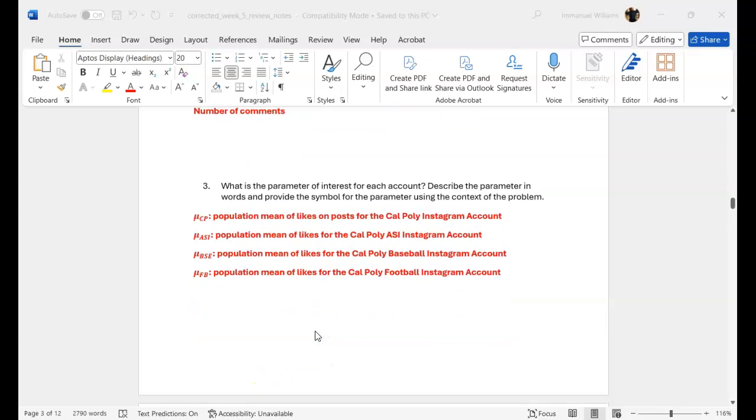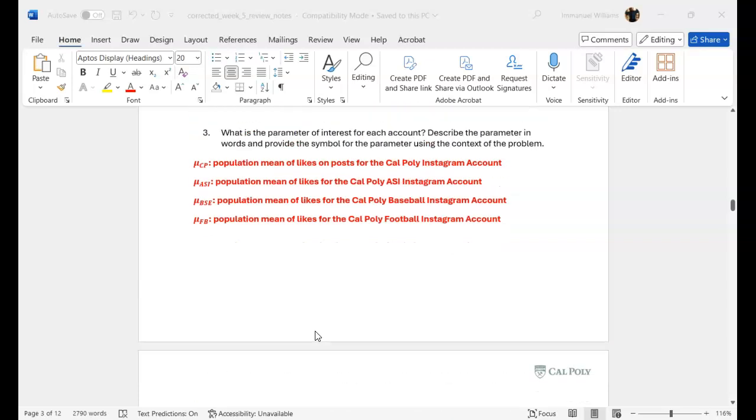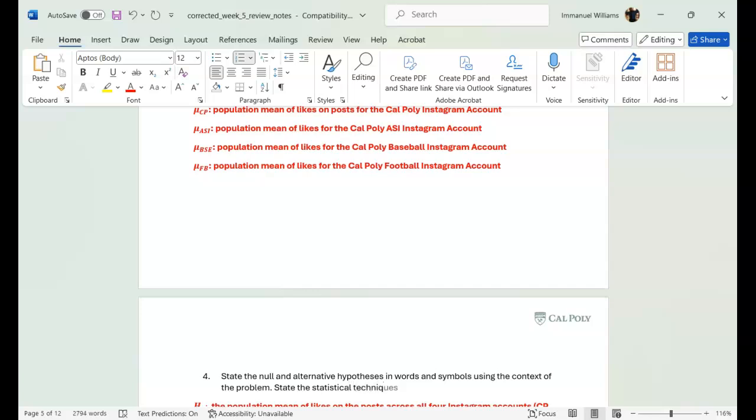All right. So state the null and alternative hypothesis. And you know what? I don't say this here, but maybe I will say this in the question. Also, state the statistical technique used in this question.